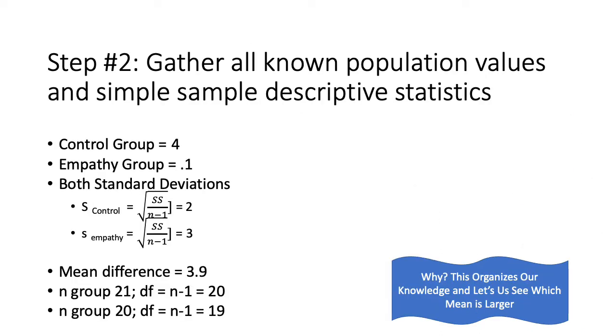So step number 2 is we're going to have to gather all known population values and simple sample descriptive statistics. So we've got two means, we have two standard deviations, we have a mean difference, we have two n's, we have two degrees of freedom, which is just the n minus 1 of each group, and we do have a total degrees of freedom too, which is just the sum of that.